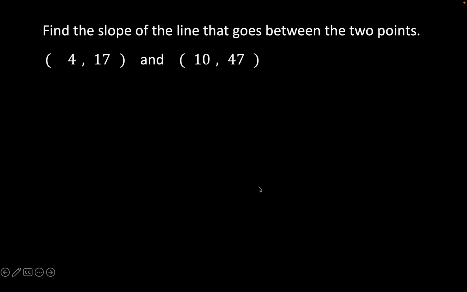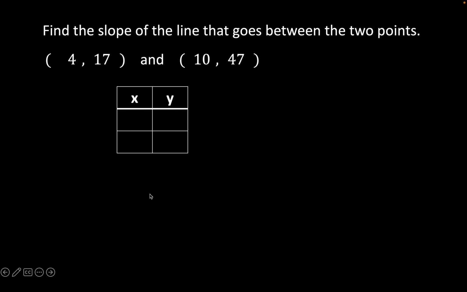So if you're asked to find a slope of the line that goes between two points, the word slope means we're going to do the process, but we don't have a table. So what I would do is, again, just draw a real quick table. It doesn't need to be perfect. Again, a line going this way, two lines going that way is enough. Then all you do is take this first ordered pair and copy it to the top row. Take your second ordered pair, copy it to the bottom row.